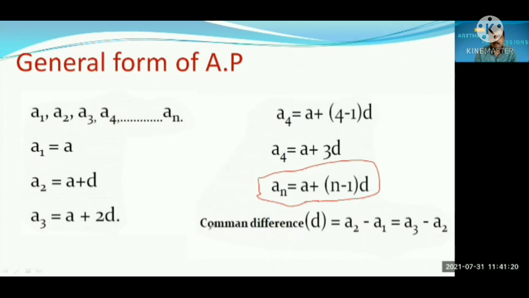So how will you find out a common difference? Common difference means A2 minus A1, any succeeding term minus preceding term, or you can take A3 minus A2, or A4 minus A3, as I did in the previous examples. So like this you can easily find out the common difference of an AP. The first exercise is on the basis of this general form only.